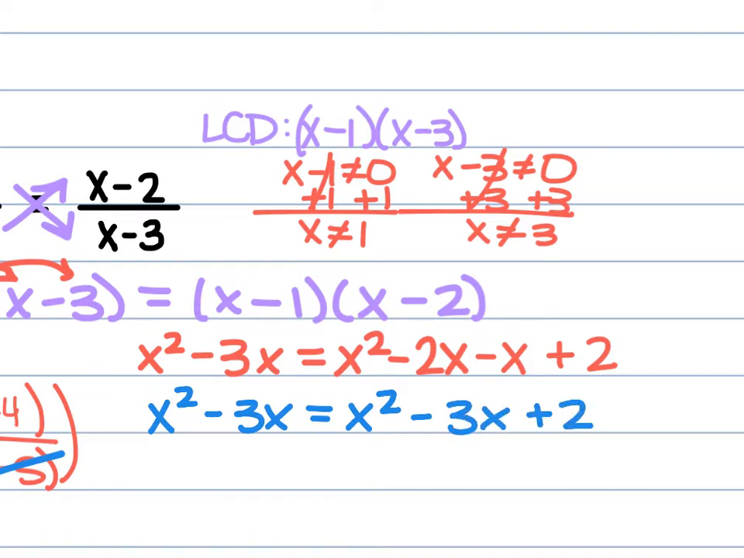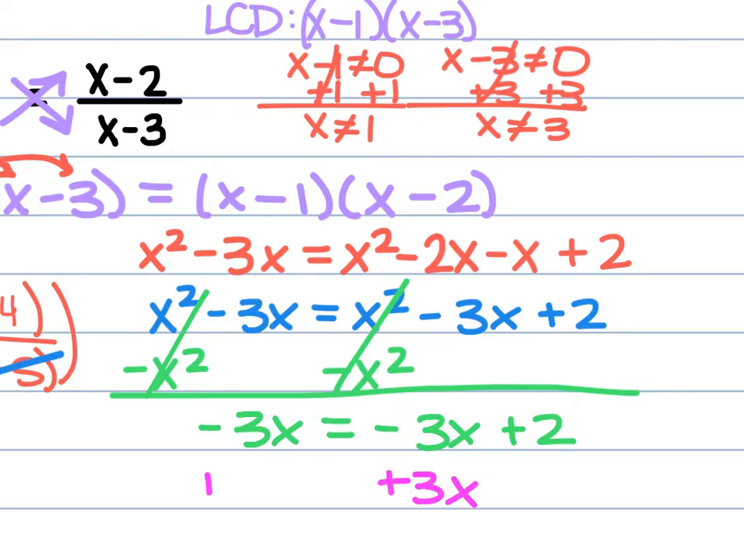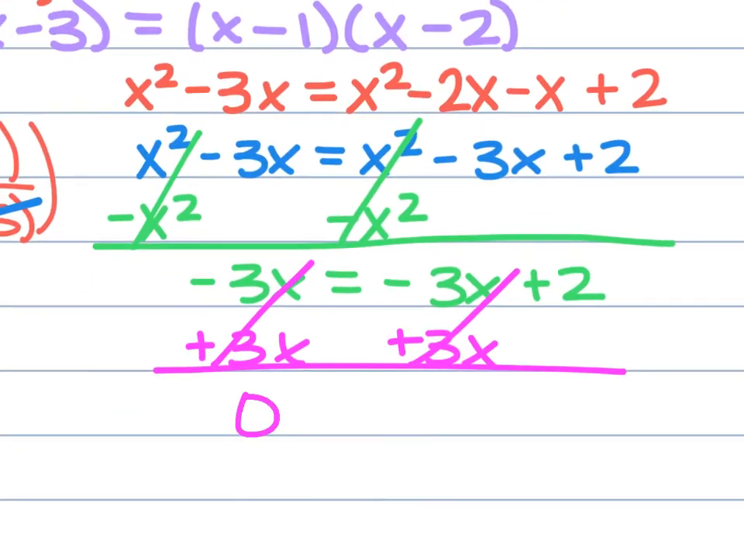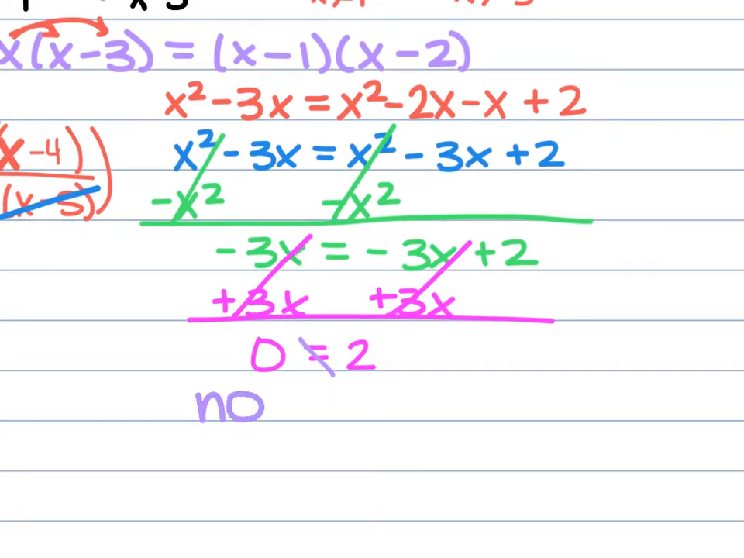So from here, we are going to move the x squared over by subtracting it from each side. Both are going to cancel out, so we're going to have negative 3x is equal to negative 3x plus 2. Then we're going to move the 3x over. And we have those cancel out, so it's 0 is equal to 2. Well, that's a false statement. So because we have a false statement here, we have no solution.